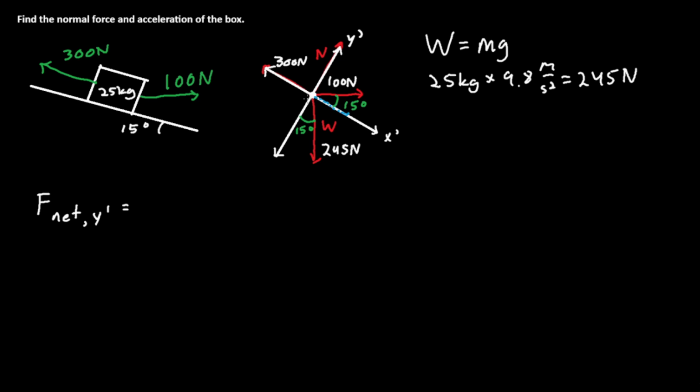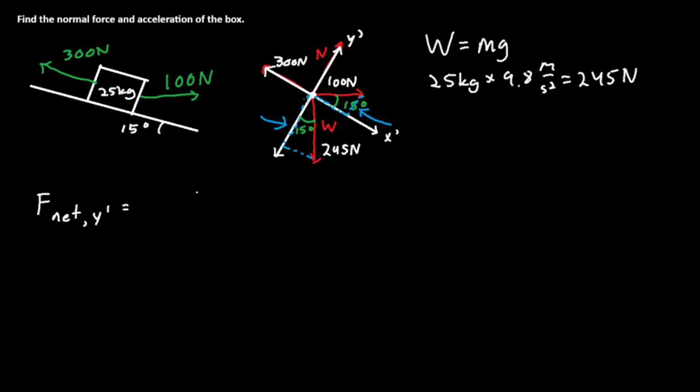This guy has a y prime component right over here. The weight force has a component right over here in the y prime direction. But the 300 newtons is going directly in the x prime direction, and this right here is also going in the x prime direction. So we have the normal force, the y prime component of the 100 newtons, and the y prime component of the 245 newtons. So how do you solve for all these?